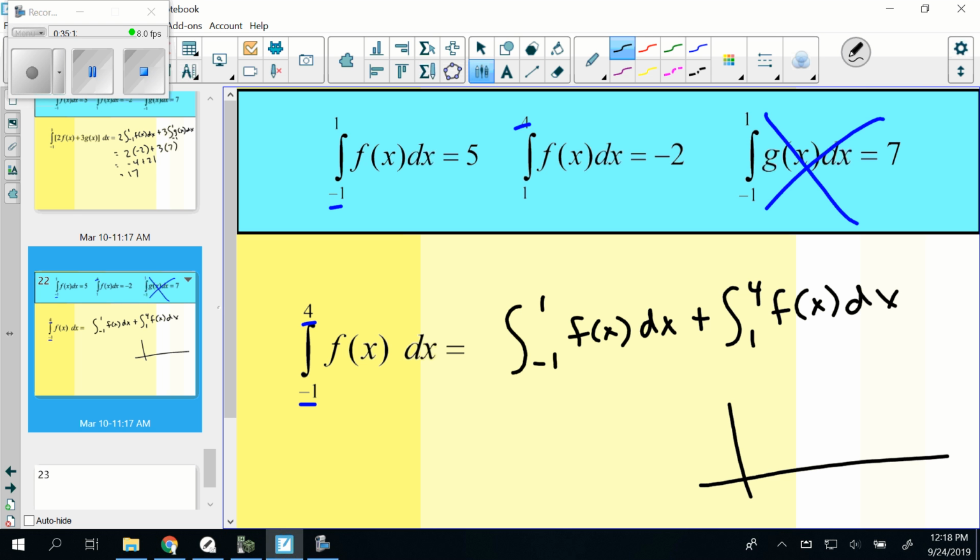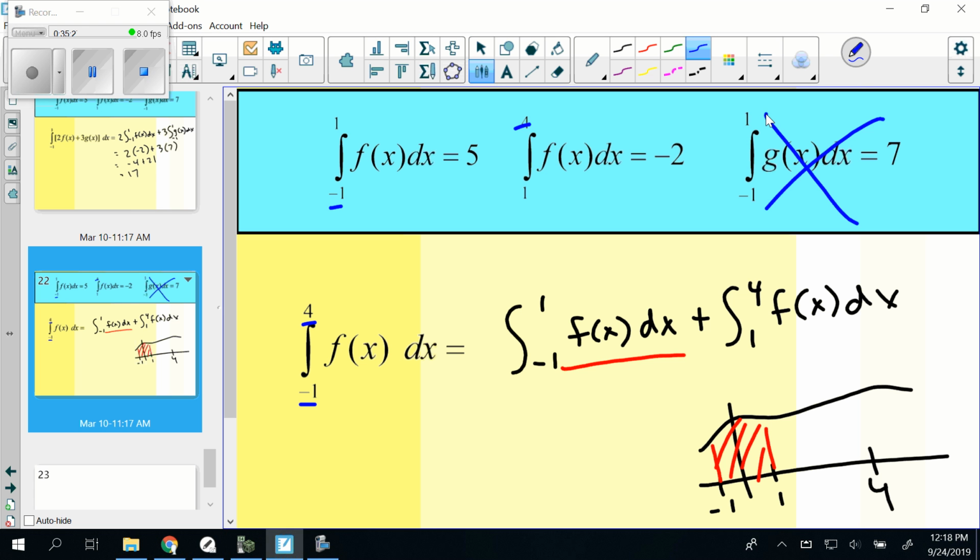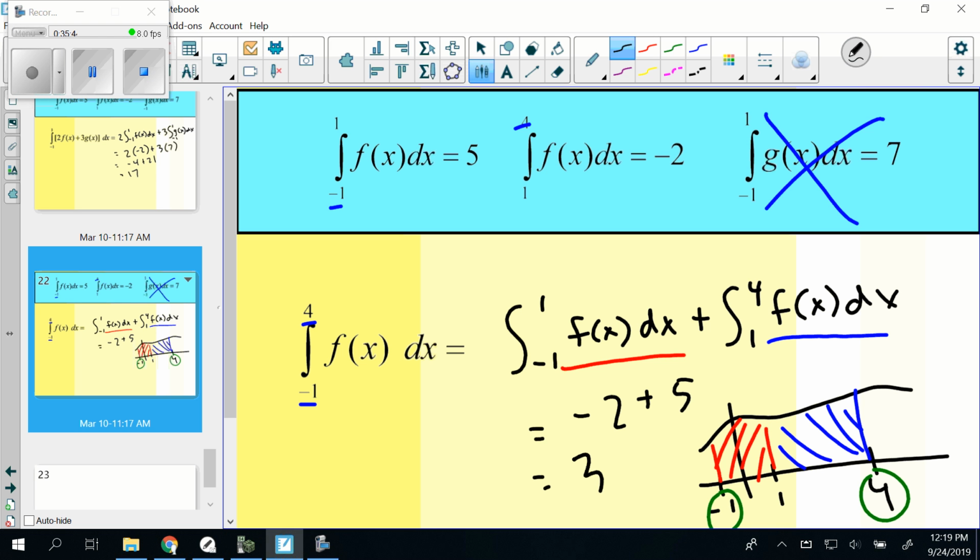Graphically, what that would look like is this. If we've got some function here, here's -1 to 1, that's this integral. The second one would be the integral from 1 to 4, so that would give us this amount. Together, that's the integral from -1 to 4. So if we add those two up, it would give us the value. If you add -2 plus 5, the answer would be 3. All right, so that is a review of some of the Riemann sum approximating integrals and integral properties.